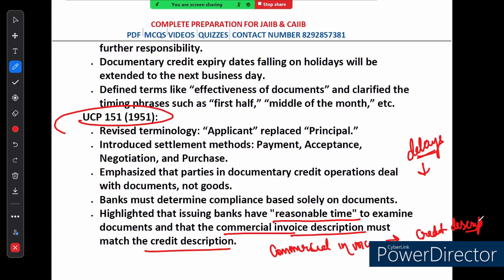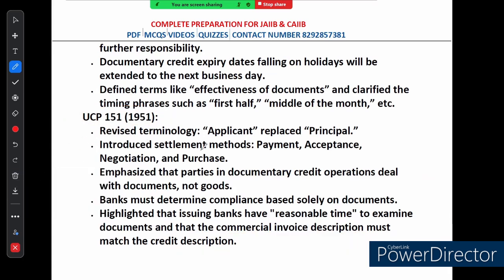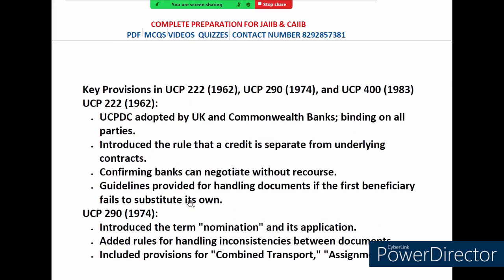So as you can see, these guidelines ensure that international trade remains structured and secure. With each version, UCP has adapted to make sure the process is as clear and reliable as possible. So that was about UCP 151: revised terminology, settlement methods, banks must solely rely on documents, and something related to reasonable time. All these things were introduced.